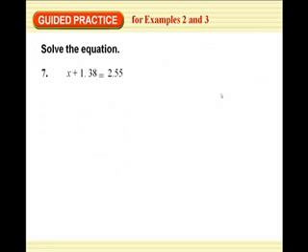Okay, so our guided practice, let's solve this. Get the x by itself, you're adding 1.38. So to get rid of a plus, you minus 1.38 from this side, minus 1.38 from this side. Those cancel out. Borrow, that's a 7, 1, 1.17. So there we go. Next one. Oh, wait, there, got the right answer.